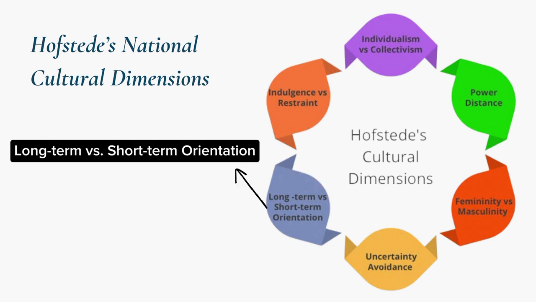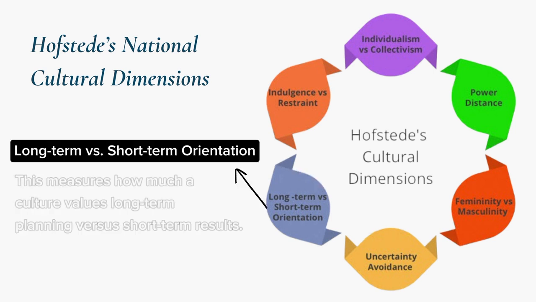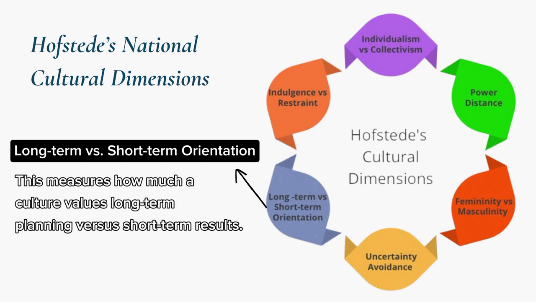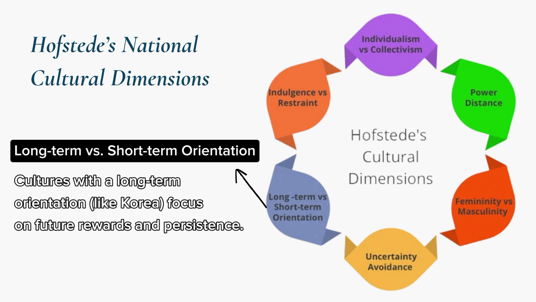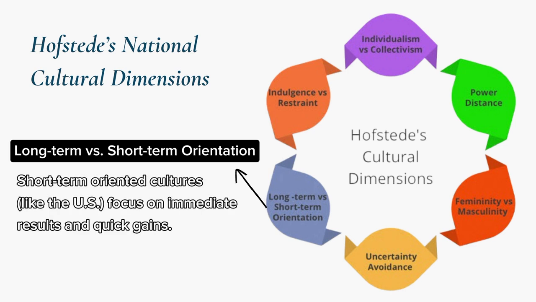The fifth one, long-term vs short-term orientation. This measures how much a culture values long-term planning versus short-term results. Culture with a long-term orientation like Korea focus on future rewards and persistence. Short-term oriented cultures like the US focus on immediate results and quick gains.